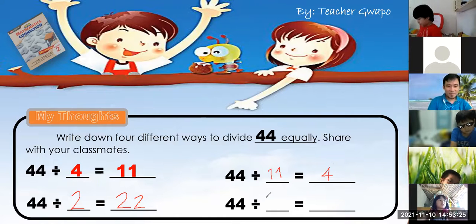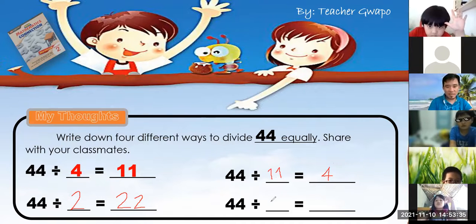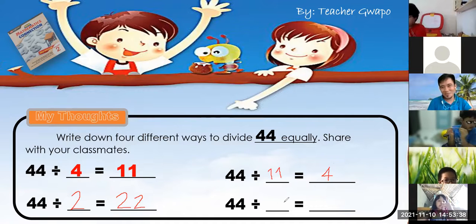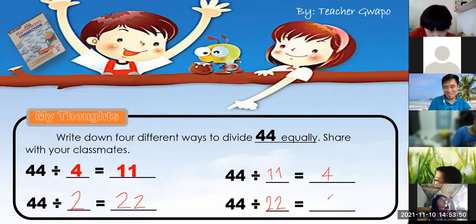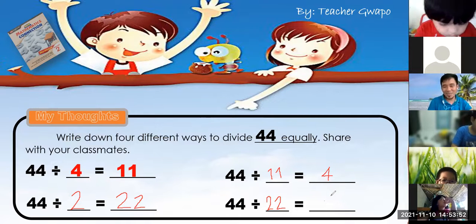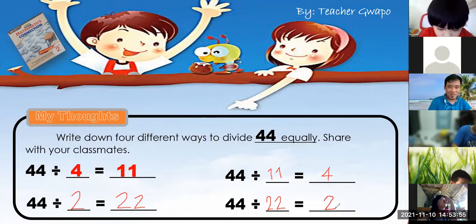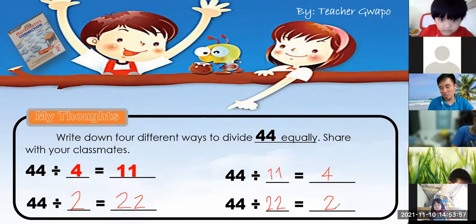Any number? Who can tell us an answer here? Baikal, can you tell us your number or an answer here? Any number? 22. Right here, 22. 44 divided by 22. So what's the answer here? 2. Okay. Thank you. So 44 divided by 22 is 2.